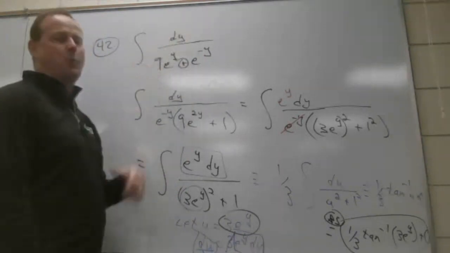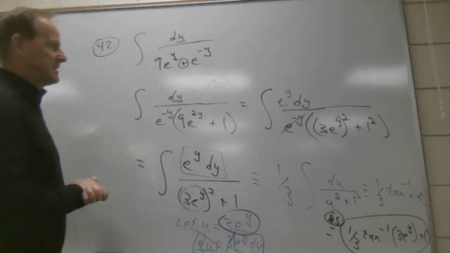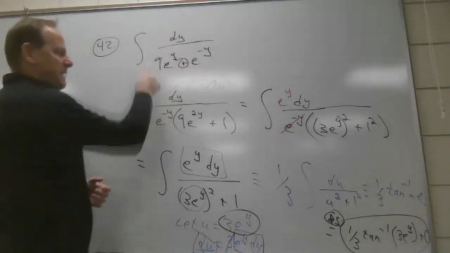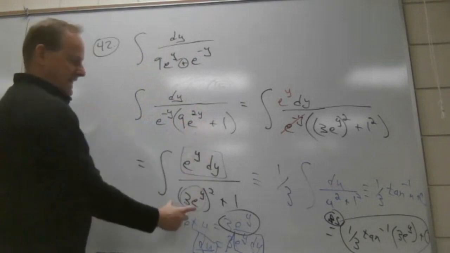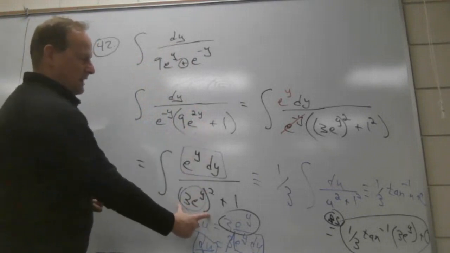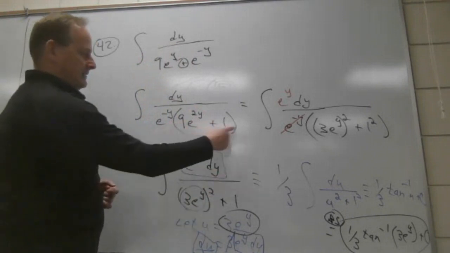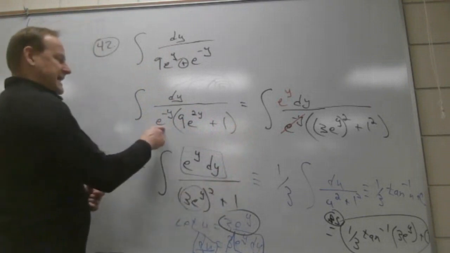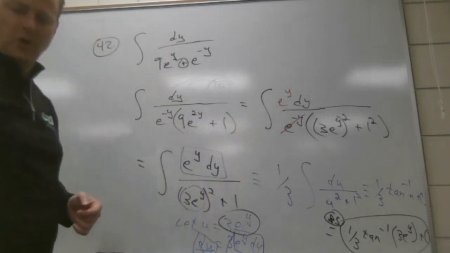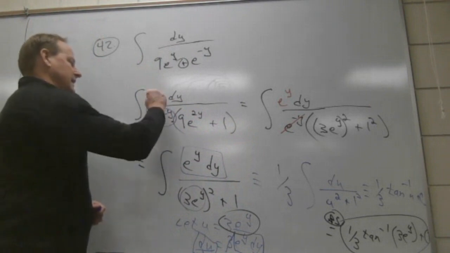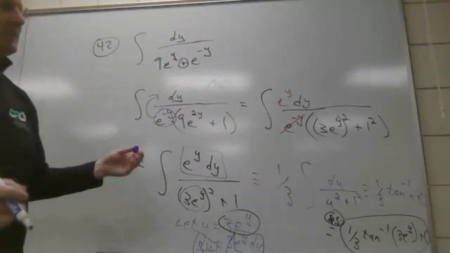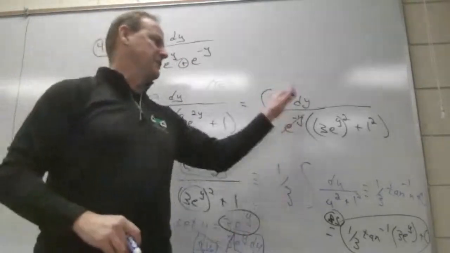And so how do I make the e to the y power, like something squared? Well, if I pull an e to the minus y out, that's e to the 2y left in there. And then I can rewrite that as something quantity squared. And then I've got the plus 1, but I can take that e to the minus y because it's multiplication. I can take that e to the minus y and pop it up top. So that was the trick there.